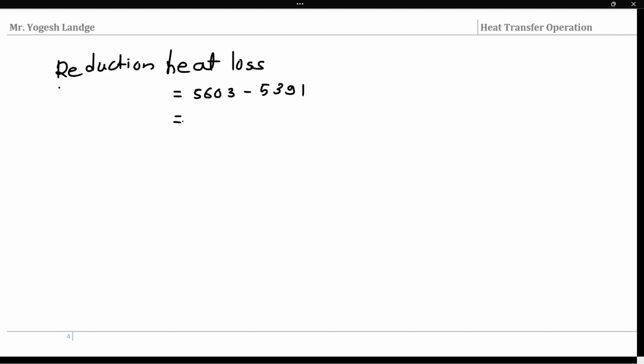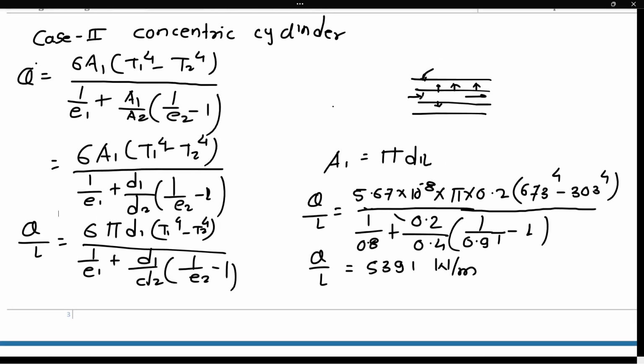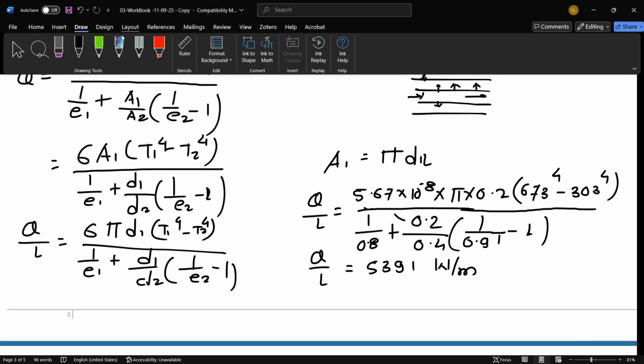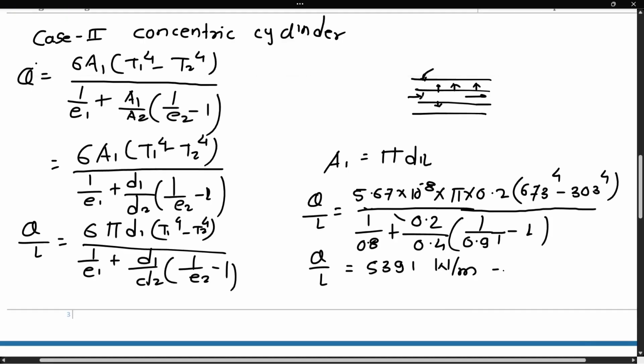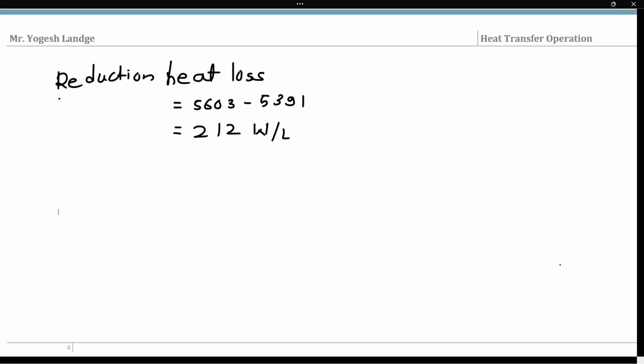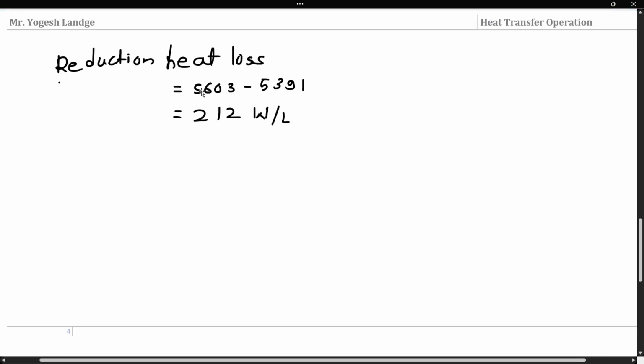So the change in the value is 5603 minus 5391. So around 212 is the reduction in the heat losses per unit length. So this is the second answer, right? The case 2 answer is this one, and the reduction in heat losses we got is around 212.